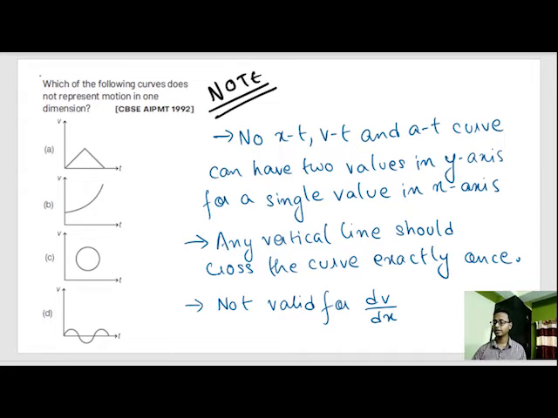Okay, so let's draw a vertical line. Only once. This also only once. But out here, this vertical line crosses this curve at this point and this point, which is more than once. That means our option C is correct. That means this graph cannot represent motion in one dimension. Okay.